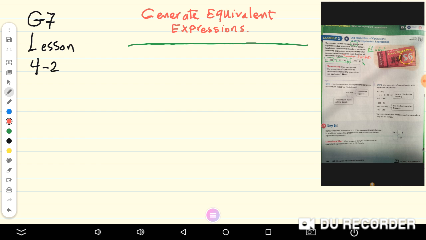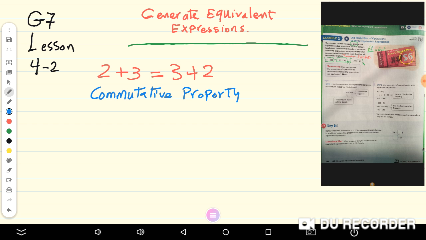If I have 2 plus 3, can I write it as 3 plus 2? Yes or no? Yes, it's the same answer. This property in addition is called commutative. The commutative property is to flip the numbers.